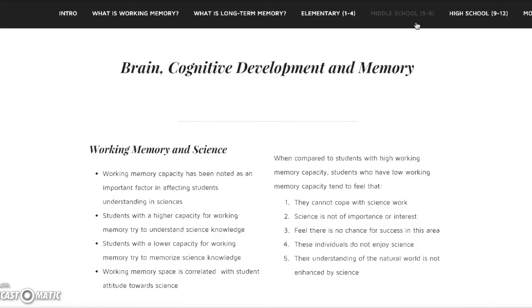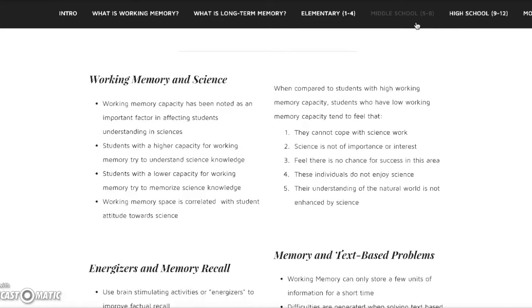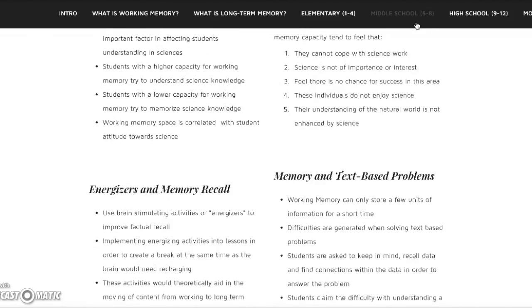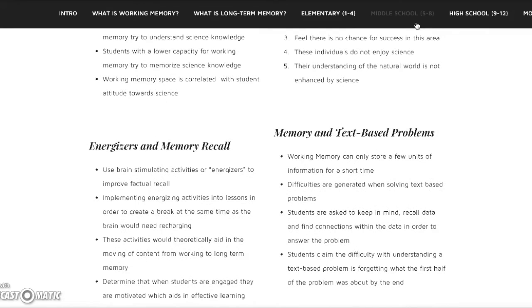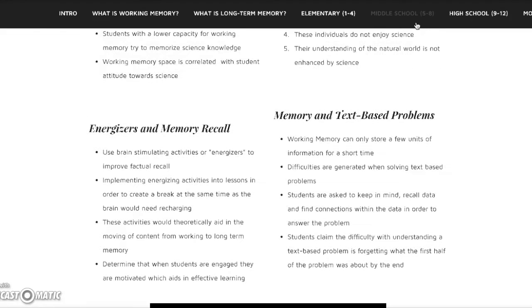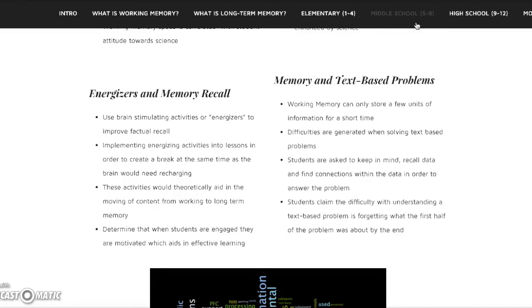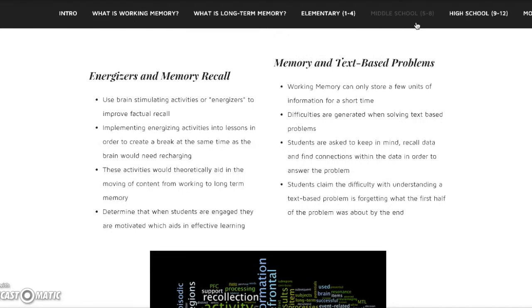Additional resources demonstrated that there is a link between energy levels and memory recall as well. The theory is that energizing or engaging activities aid in the moving of content from working to long-term memory. Lastly, it is important to note that working memory only stores a few units of information at a time. This causes a disconnect between text-based problems and the ability for students to recall information.